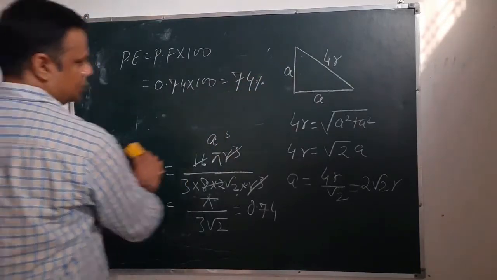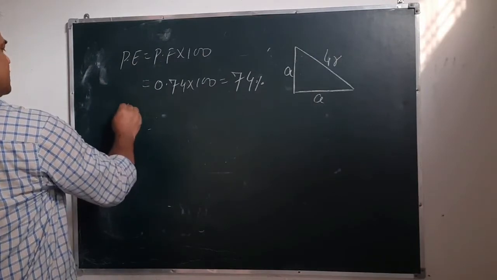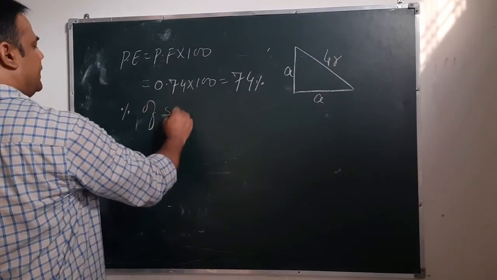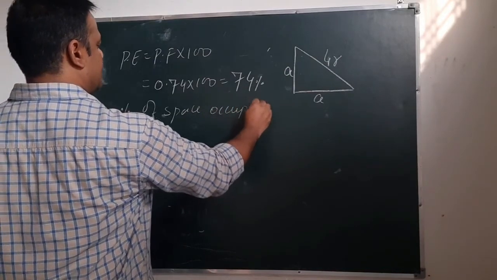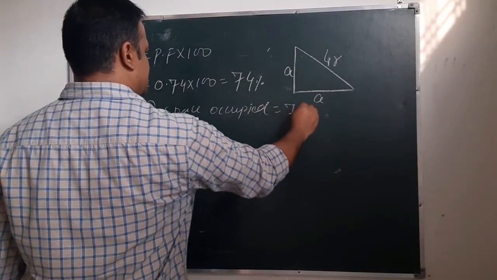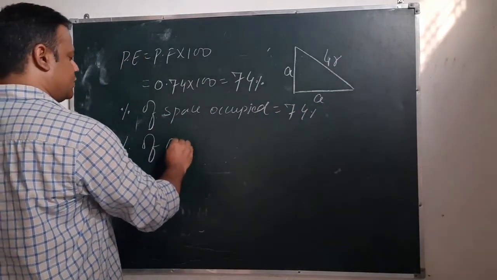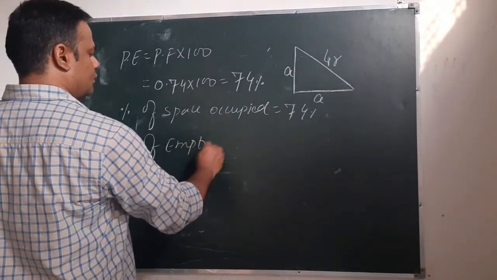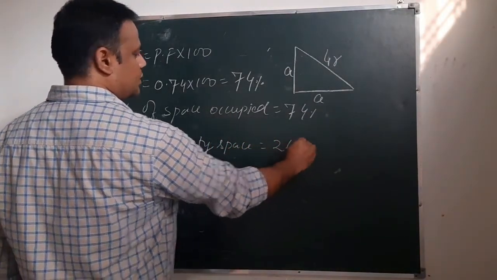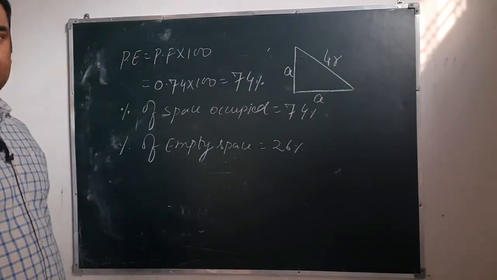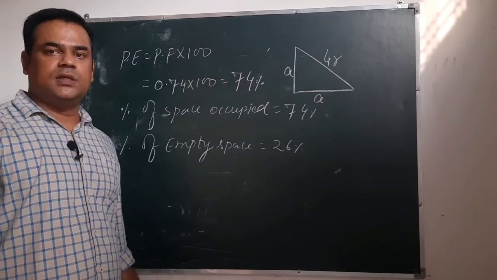So the percentage of space occupied in the unit cell will be 74% in case of FCC, and the percentage of empty space will be 26%. So this was about packing efficiency and packing fraction in SCC, BCC and FCC.